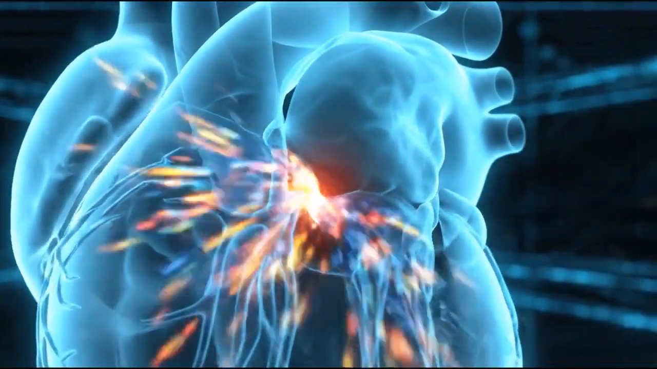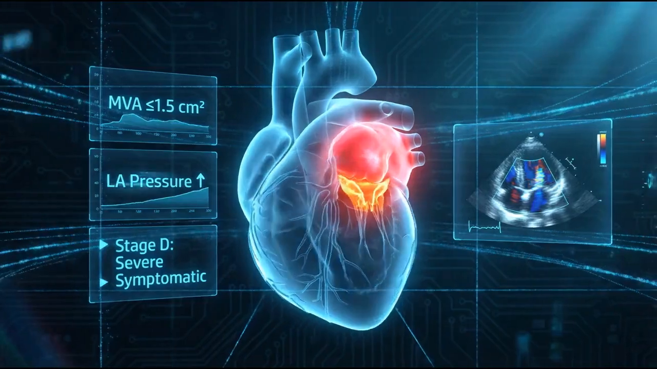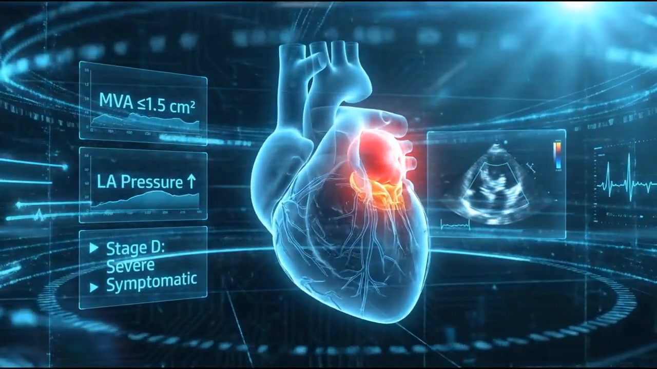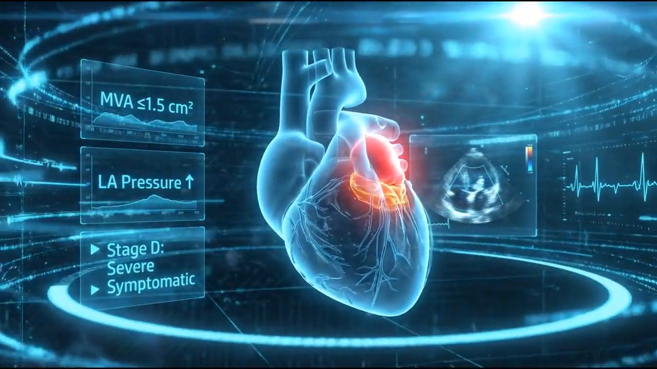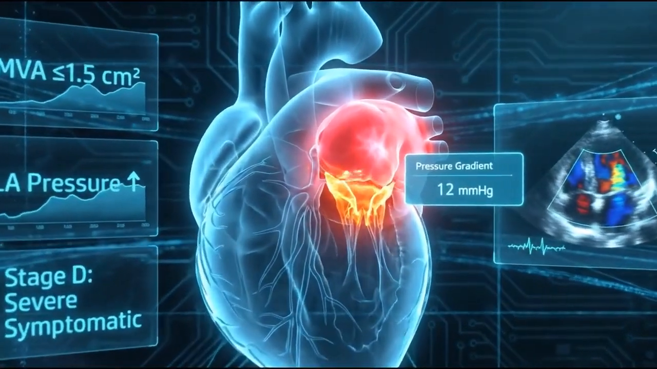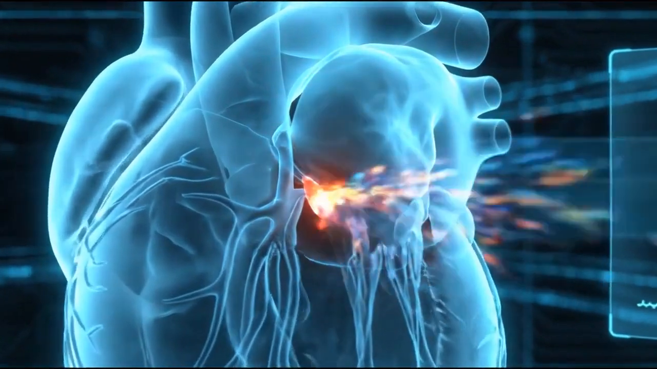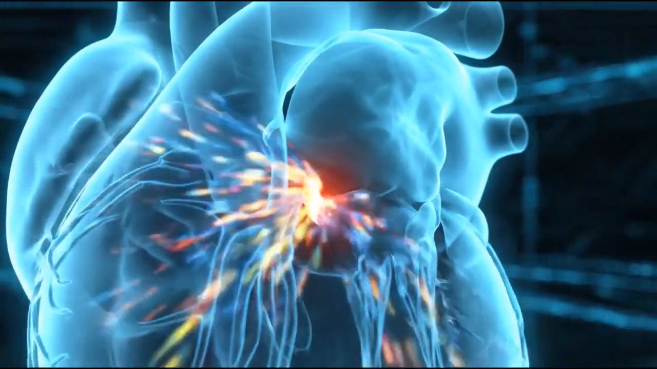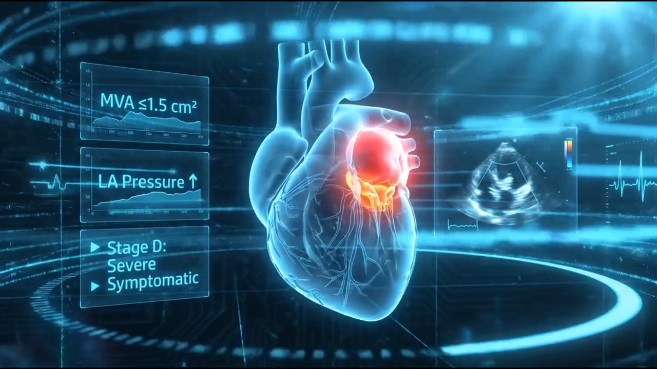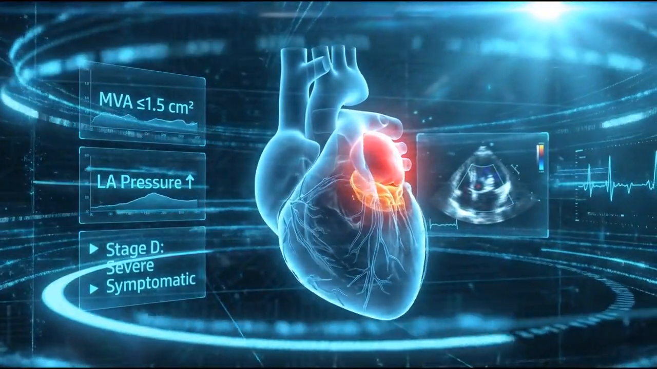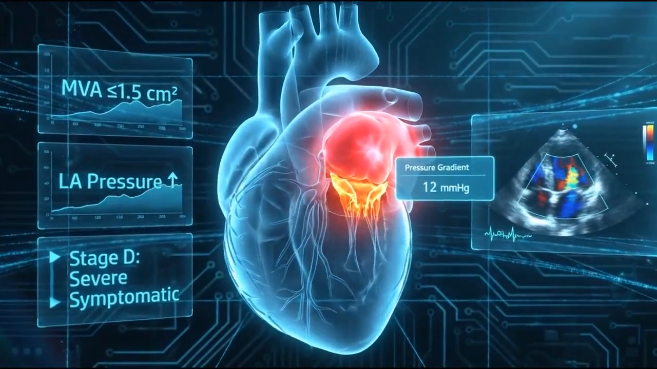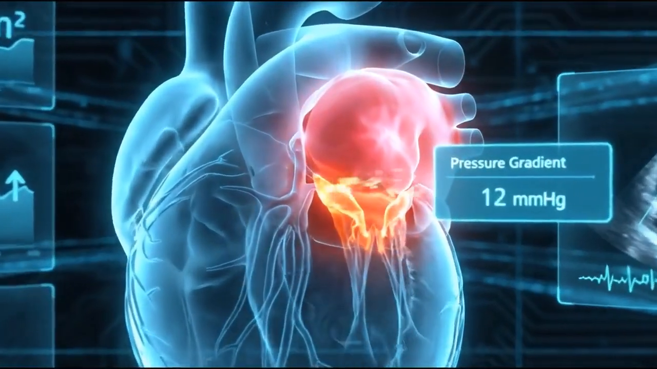According to the 2020 American College of Cardiology and American Heart Association guidelines, the severity of mitral stenosis is classified into stages based on valve anatomy, hemodynamics, and symptoms, with severe stenosis defined as a valve area of less than or equal to 1.5 square centimeters. Furthermore, the 2023 World Heart Federation guidelines emphasize the critical role of echocardiography in the early detection of these morphological changes, allowing for timely intervention before irreversible heart failure occurs.